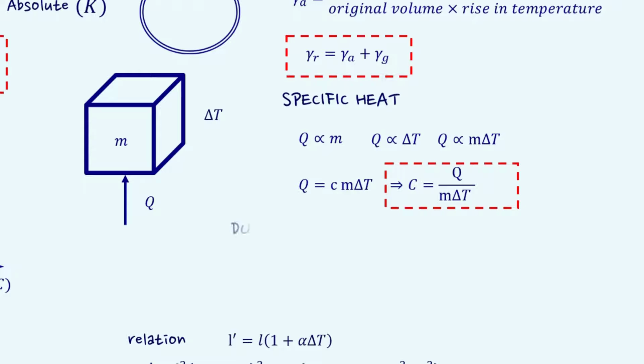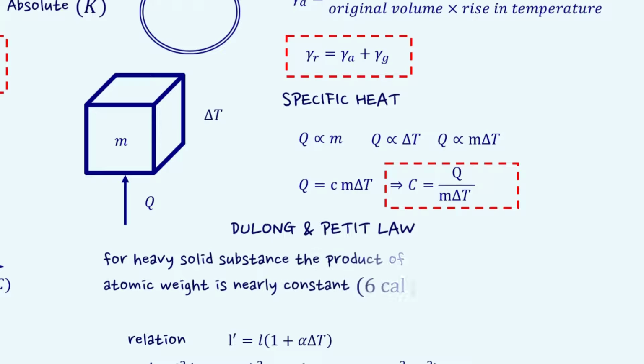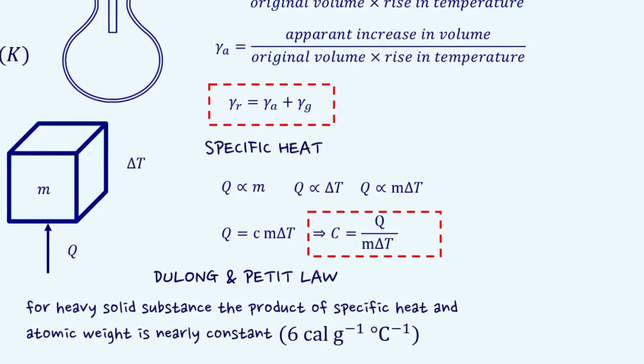Dulong and Petit law is an empirical relation between the specific heat of a solid and its atomic weight. According to this law, for heavy solid substances, atomic weight 35 and above, the product of specific heat and the atomic weight is nearly constant and has a value of 6 calorie per gram per degree Celsius.